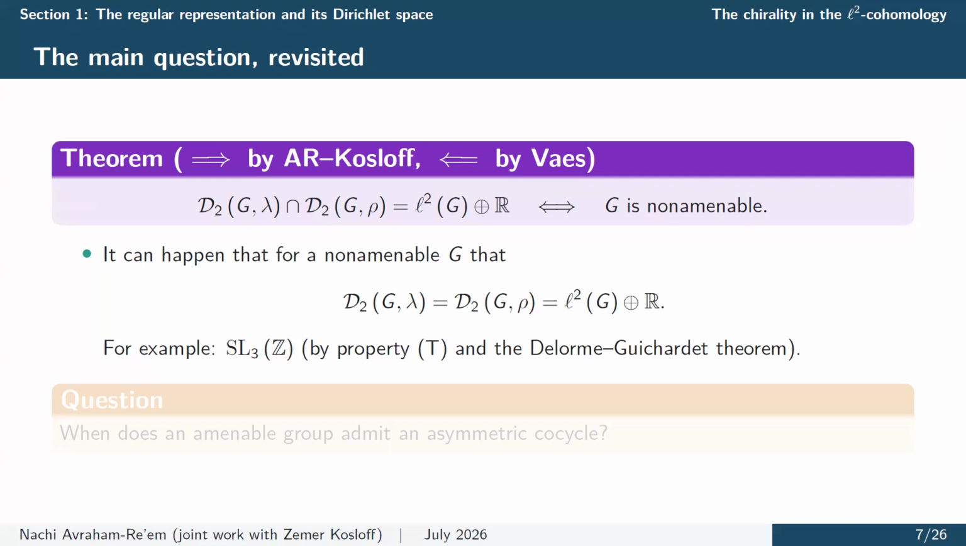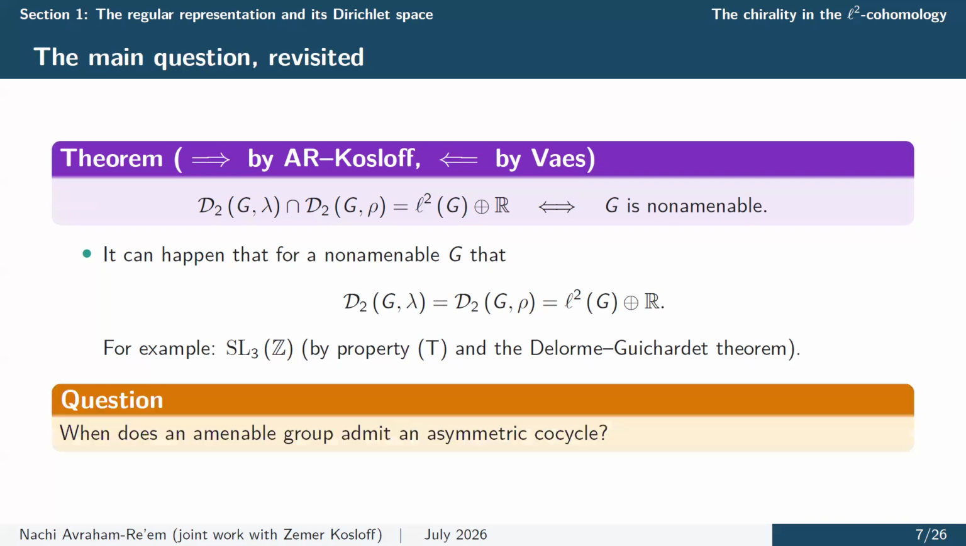So I want to rephrase the question now, just for amenable groups. Sorry, maybe just some credit. One direction of this theorem is by Stefan Vaz. He communicated this to us a few years ago. He didn't publish it, and we included it in our paper with his permission. And the other implication is ours.